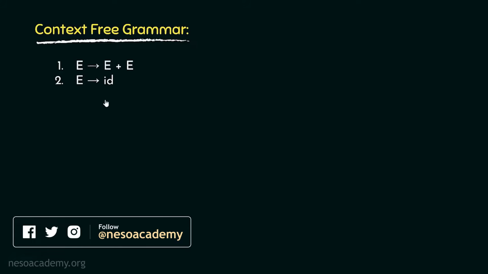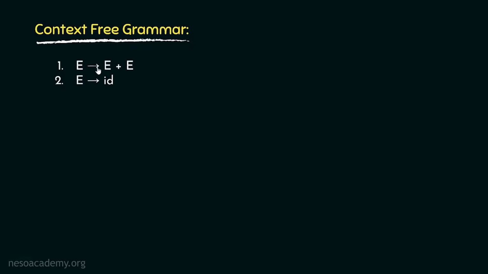Consider this context-free grammar. It's got two production rules. The first rule states E can be rewritten as E plus E, and the second one says E can be rewritten as ID. Suppose we are trying to derive the string ID plus ID plus ID. Clearly, using these rules, this can be derived in two ways.